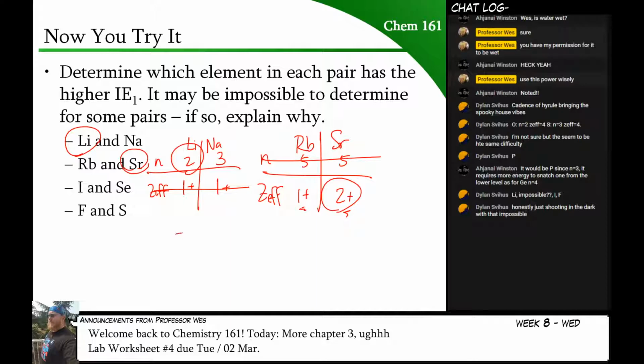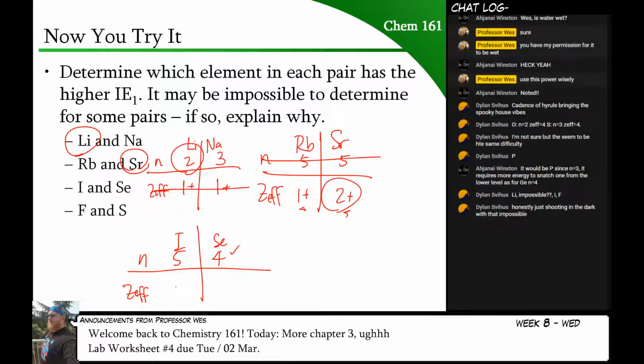How about iodine and selenium? This is where we're going to start getting, both of them are different, so we have to compare both things. So iodine is in period 5, and selenium is in period 4. So those aren't the same, so that seems to suggest that selenium is harder.